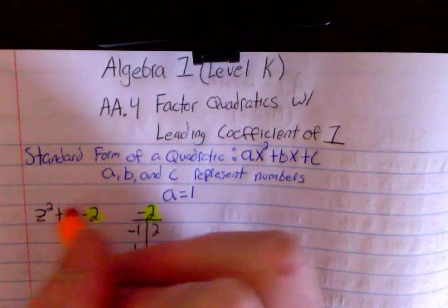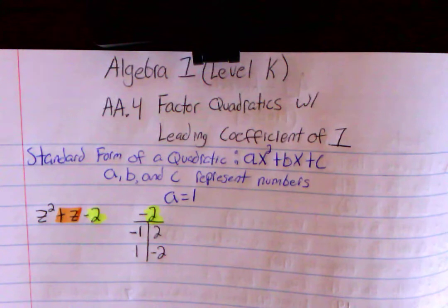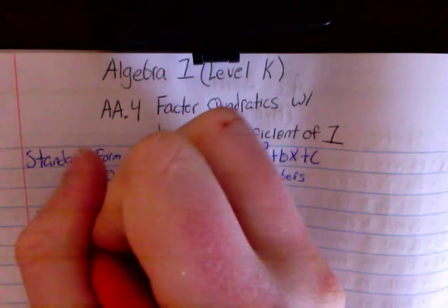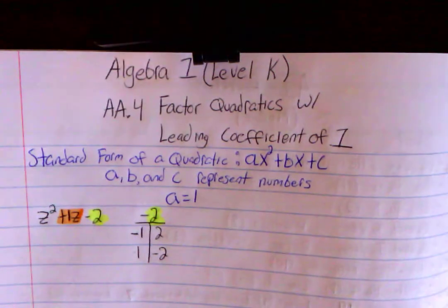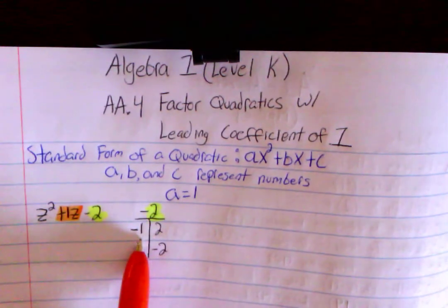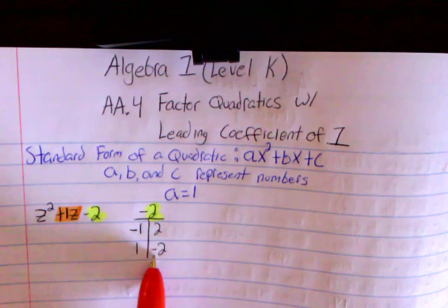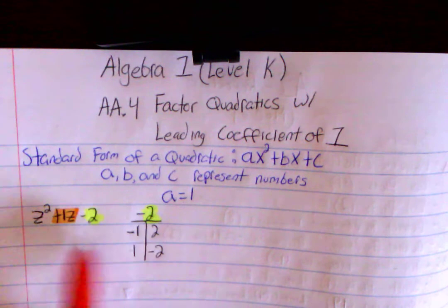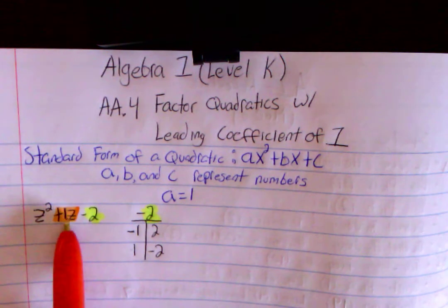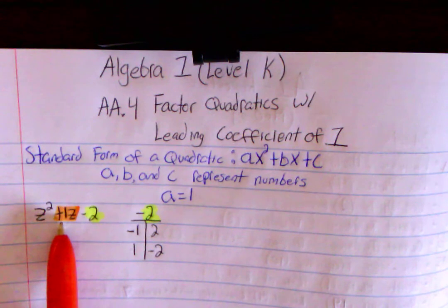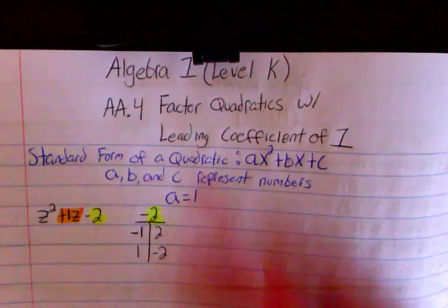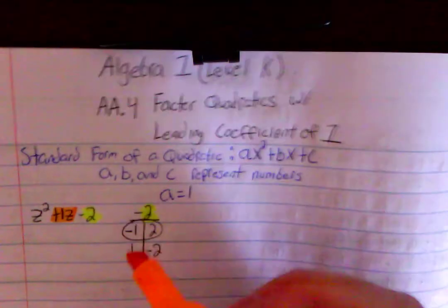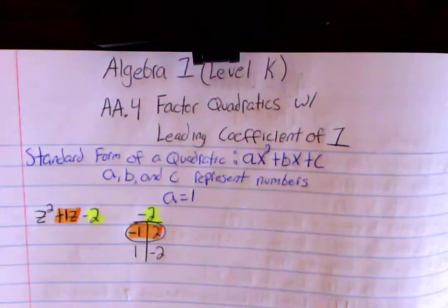So here we have a positive z. Now, we don't have a number in front of z, but I know that that number is 1z. So when I look at my factors, I have negative 1 and 2, 1 and negative 2. I need to find the sum of the factors that equal my b. So which one of these adds up to positive 1? I know that negative 1 plus 2 is a positive 1. So I will highlight that in orange.